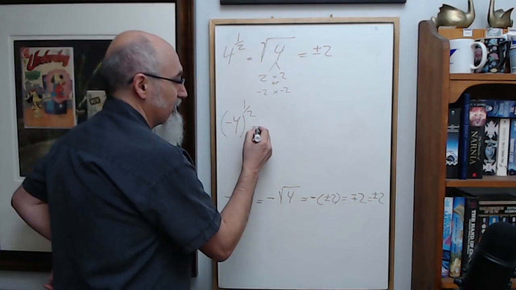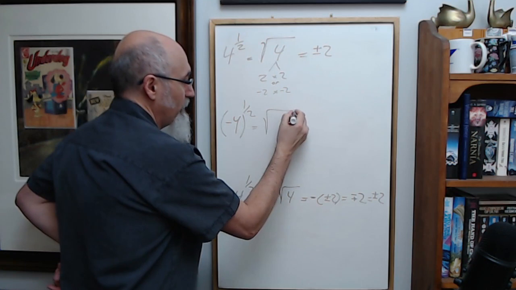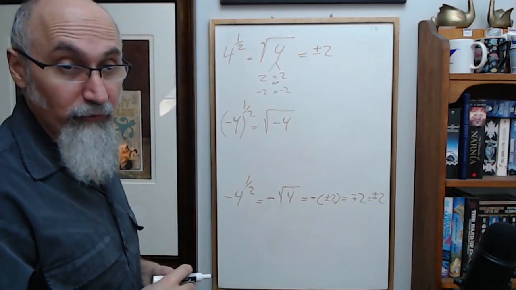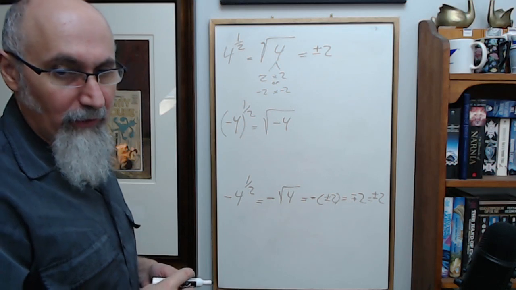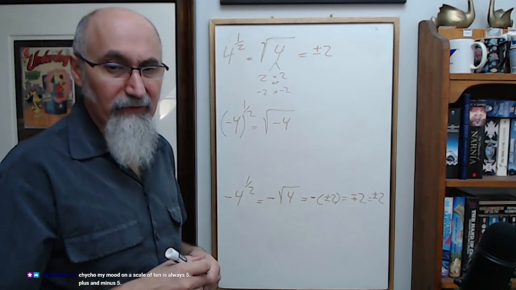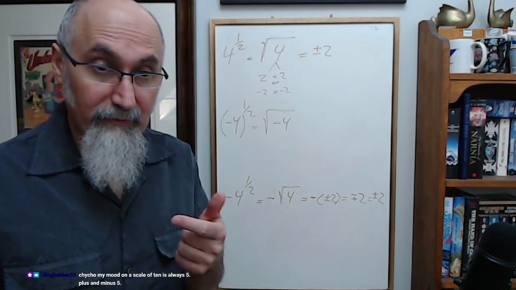What about this guy? This guy says this. What's the square root of negative 4? What's the square root of negative 4? So what are two numbers that multiply to give you negative 4? You can have 2 times negative 2.